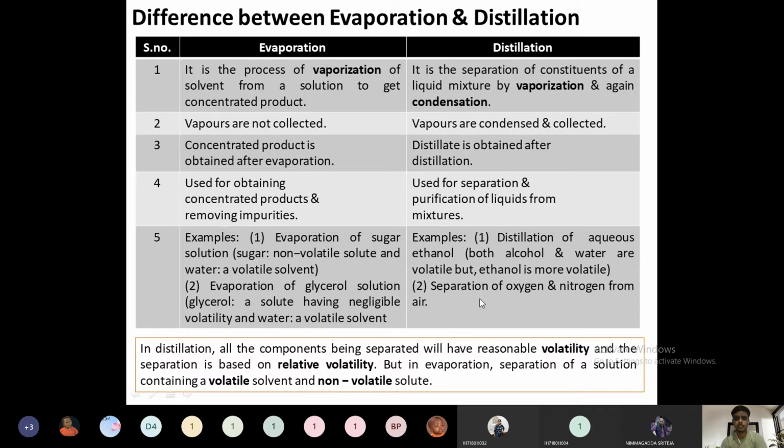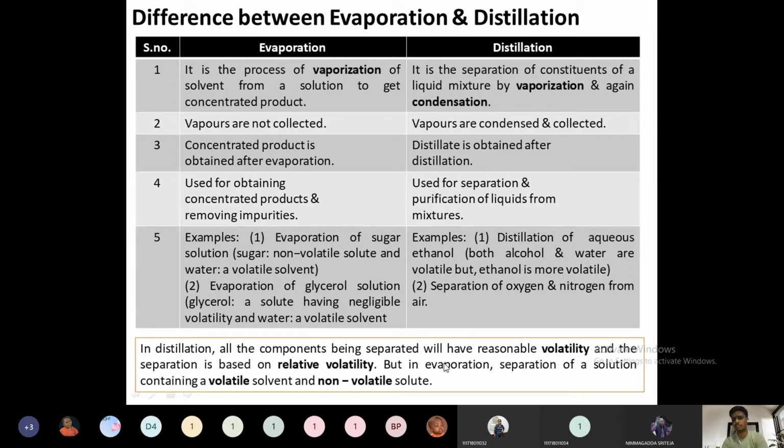In particular, the difference is that in distillation, all the components being separated will have reasonable volatility. Water will have a reasonable volatility and alcohol will have a reasonable volatility. That is the meaning of this statement. In distillation, all the components being separated will have reasonable volatility, and the separation is based on the relative volatility between those components, between water and alcohol.